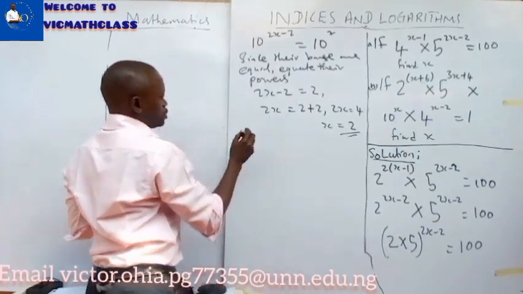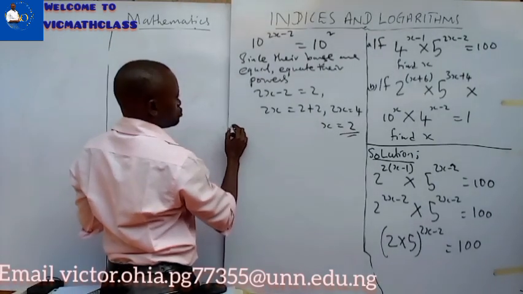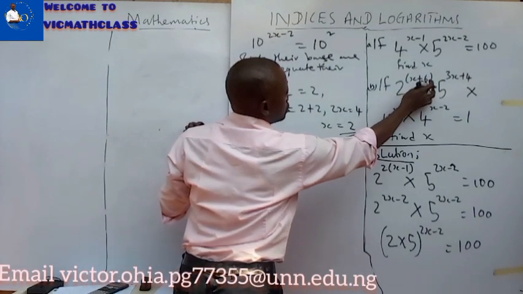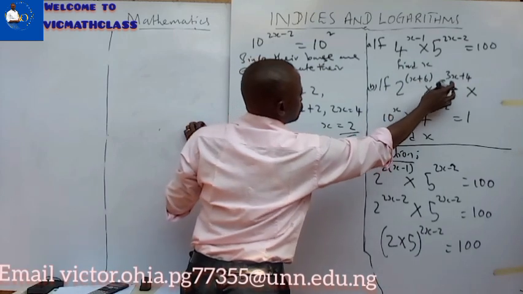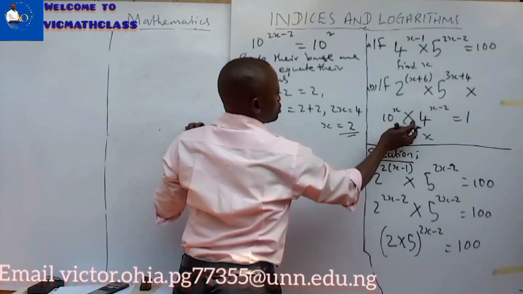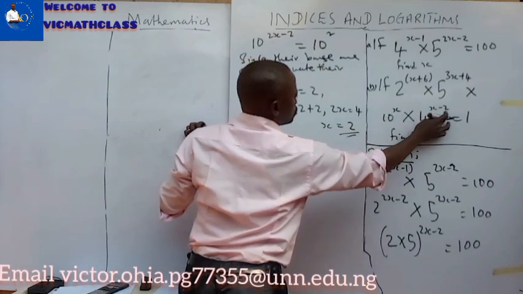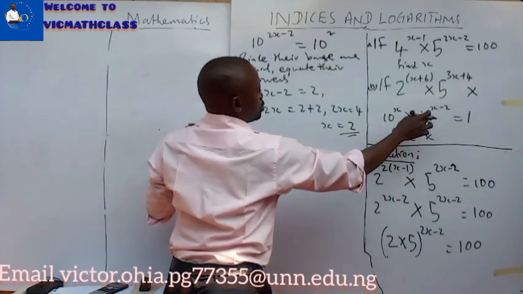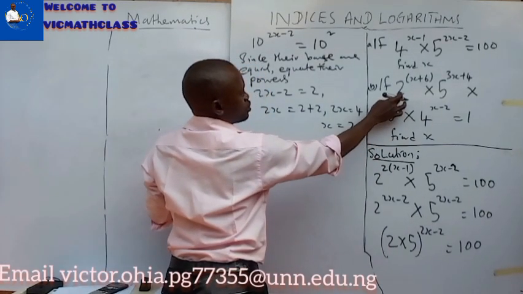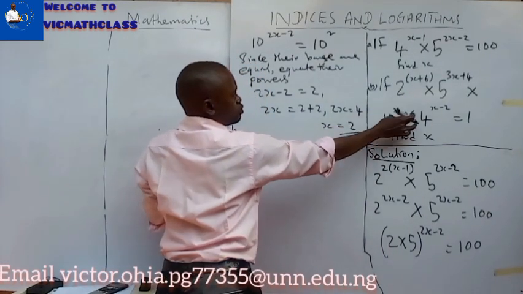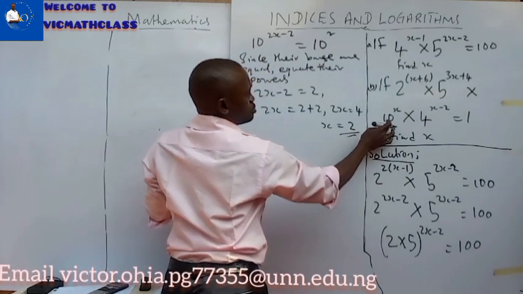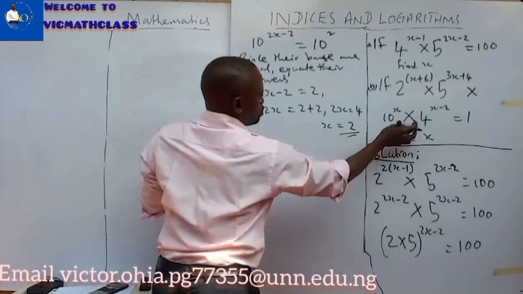Okay, the second one, we have B, which says, if 2 raised to the power x plus 6 times 5 raised to the power 3x plus 4 times 10 raised to the power x times 4 raised to the power x minus 2 is equal to 1, find x. So you see, we can't get in from here, we can't access this problem from here. This one, there is no possibility there. This one, no problem. But let's check out what is going on here.